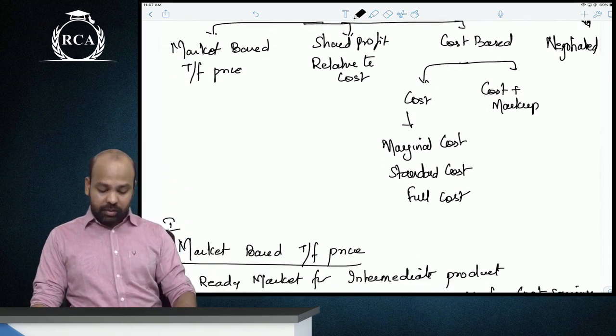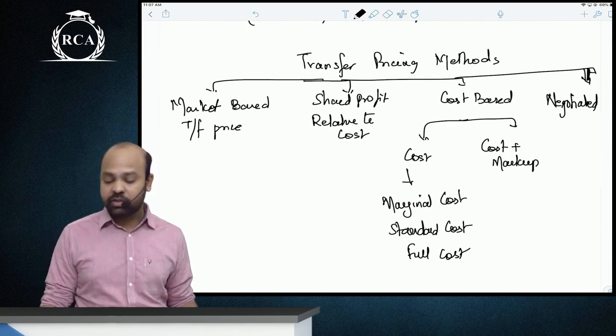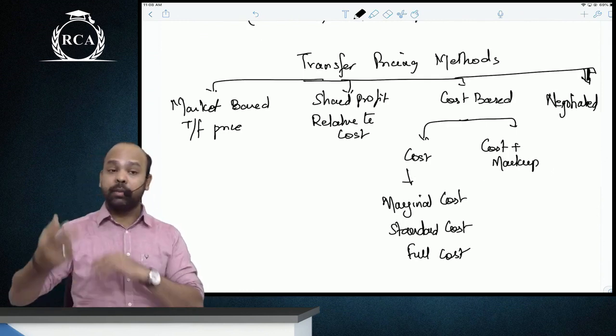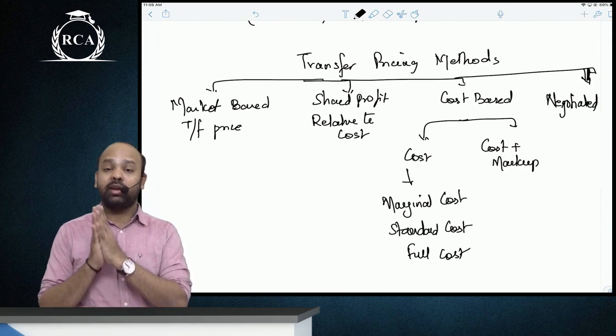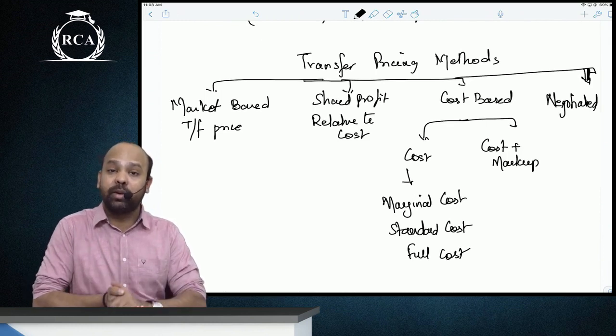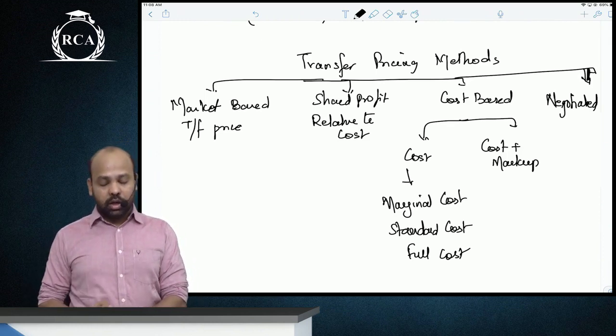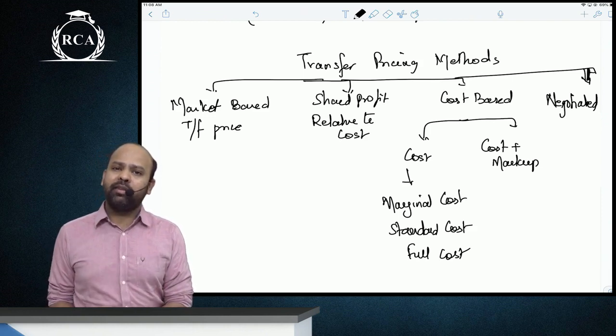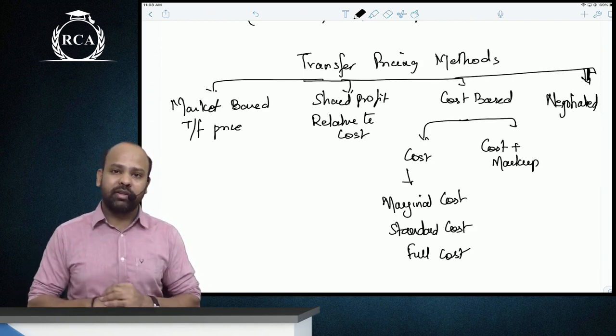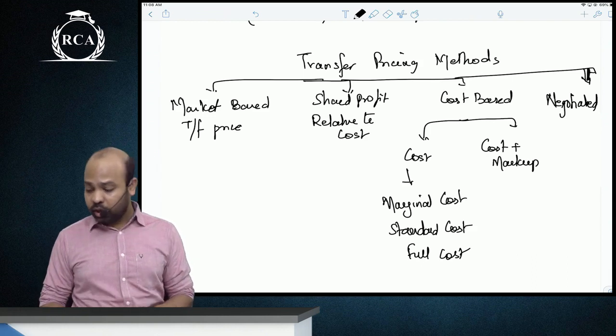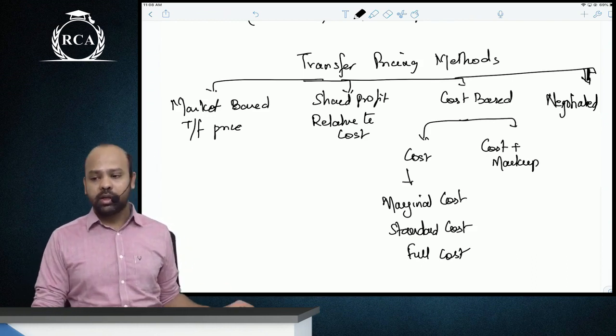So what are the different methods of transfer pricing? First one is market-based transfer price. Market-based transfer price is basically used when there's a ready market for the product that is being transferred by one division to the other division. Here the transfer price should be your market price plus or minus adjustment for cost savings on account of internal transfers or incremental expenditure that is being incurred.